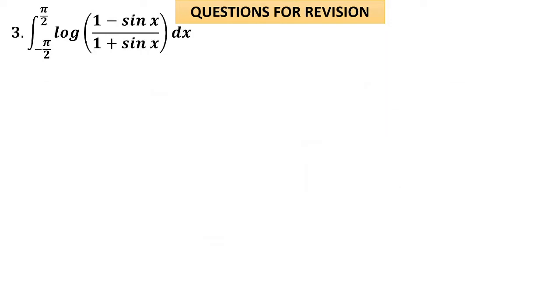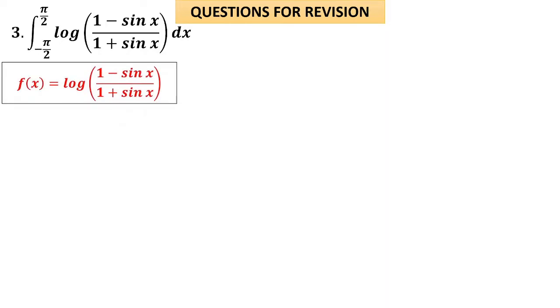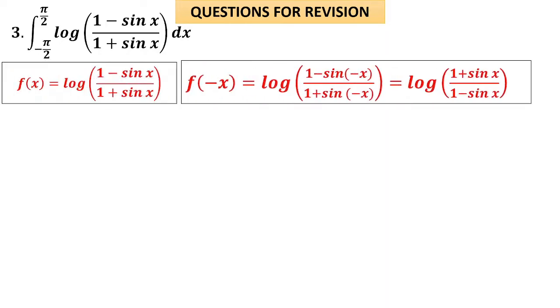Let us move on to the next question, number 3. Integral minus pi by 2 to pi by 2 log of (1 minus sin x) by (1 plus sin x). Let us check what type of function it is, even or odd. f of x is log of (1 minus sin x) by (1 plus sin x). f of minus x: replace x by minus x in the numerator and denominator. Sin of minus x is minus sin x, therefore the numerator will become 1 plus sin x. Sin of minus x is minus sin x, therefore the denominator becomes 1 minus sin x.